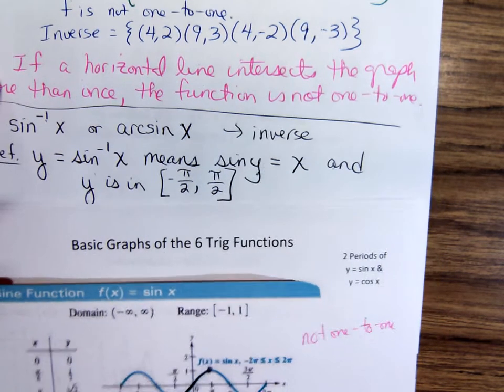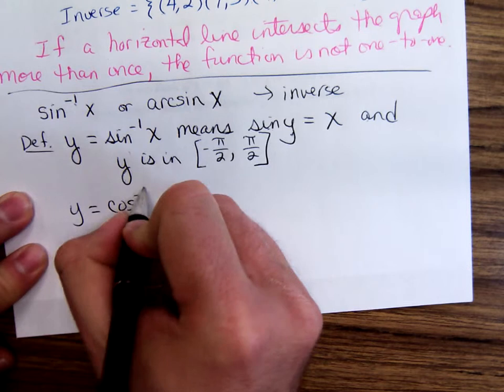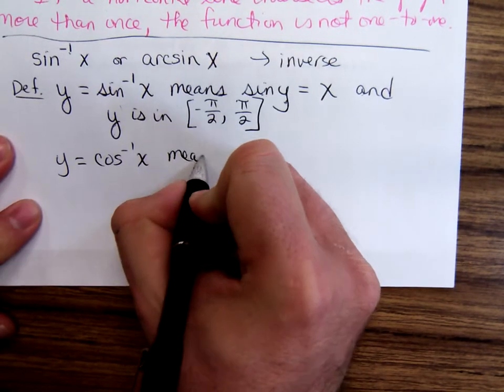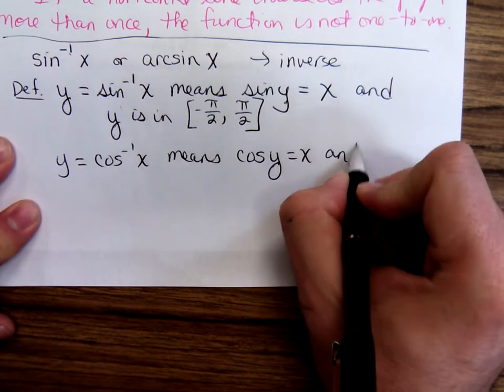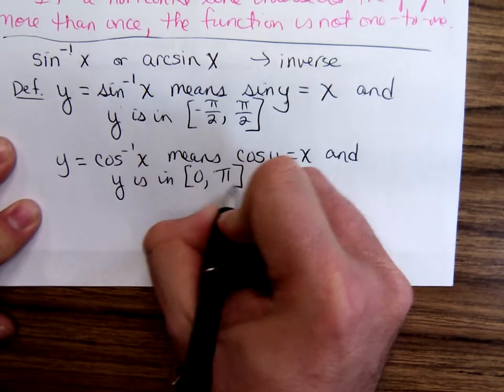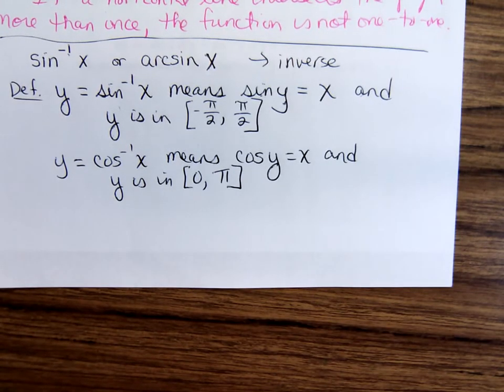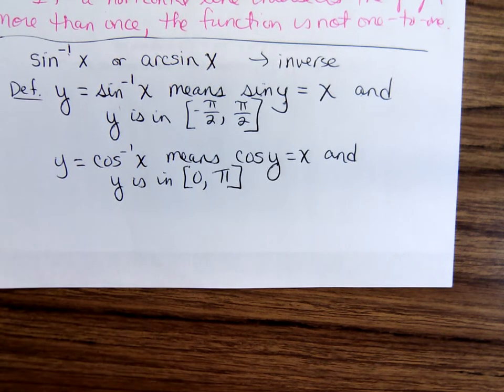What about inverse cosine? y equals inverse cosine x means cosine y is x, and y is in what interval? This one's 0 to pi. You're going to have to remember inverse cosine is the 0 to pi one. Do you have any idea how to remember that's the 0 to pi? Without doing it the intellectual way, thinking of the graph and restricting the domain so it's 1-to-1.